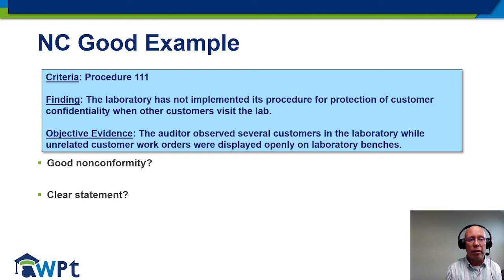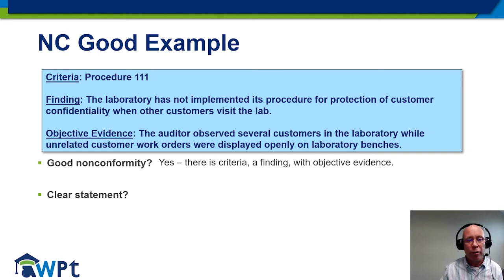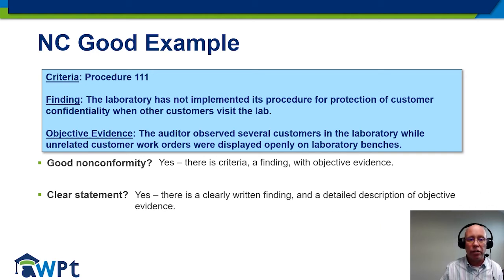The objective evidence was the auditor observed several customers, again, keeping confidentiality in place, in the laboratory while unrelated customer work orders were displayed openly on the laboratory benches. That means Tim went in and saw company ABC's records, and guess what? Tim's a competitor to ABC. So what makes this a good nonconformity? Well, there is criteria, a finding, and objective evidence. It's a clear statement because it's a clearly written finding and a detailed description of the objective evidence. So this is a nonconforming work, this NC on the top left.